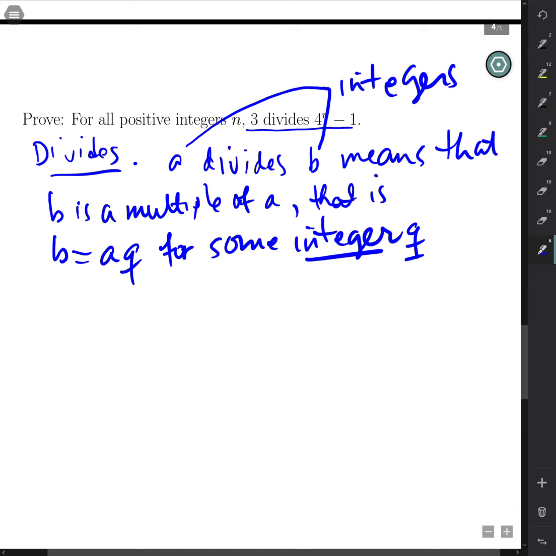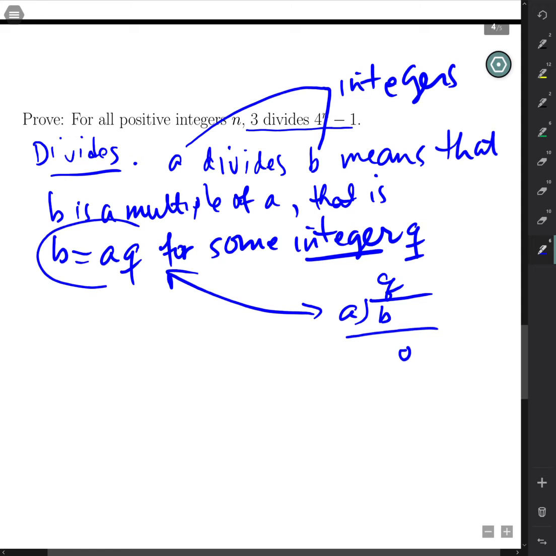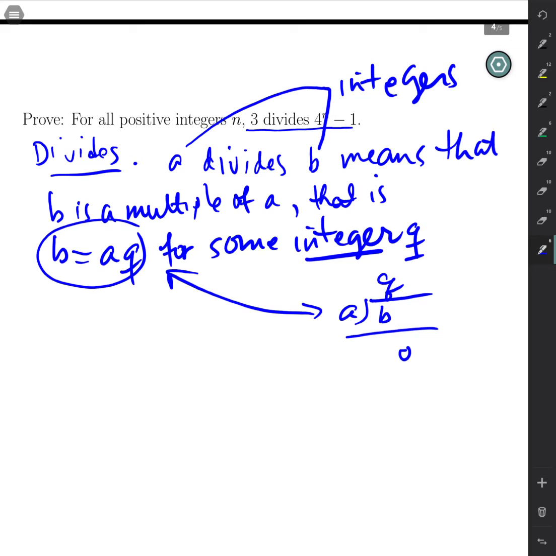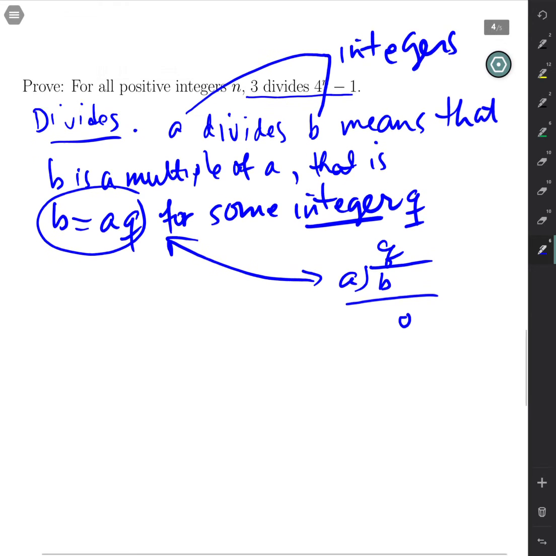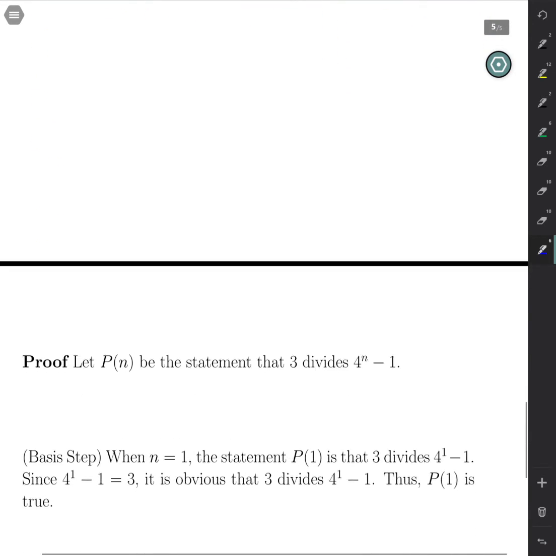And I've used the Q here suggestively for quotient because this is equivalent to A divides B giving a quotient of Q and 0 remainder. Those two ideas are the same, but the multiple idea is a lot easier to work with. So that's what we're talking about here. So let's dive into the proof.